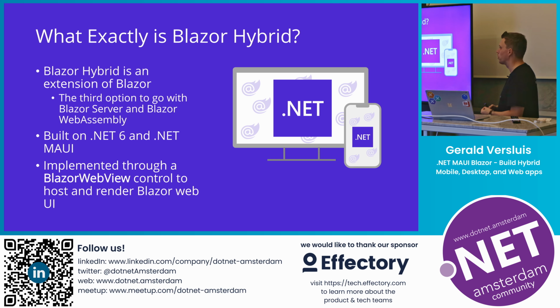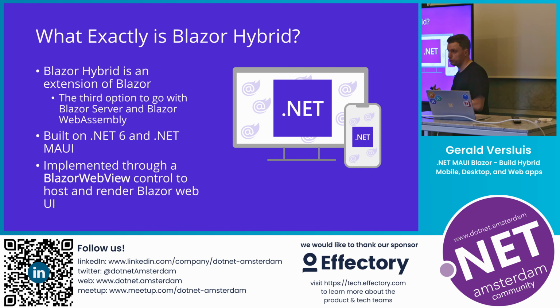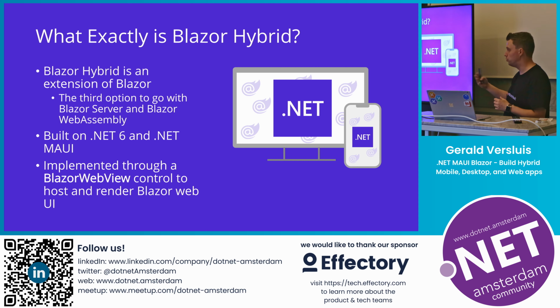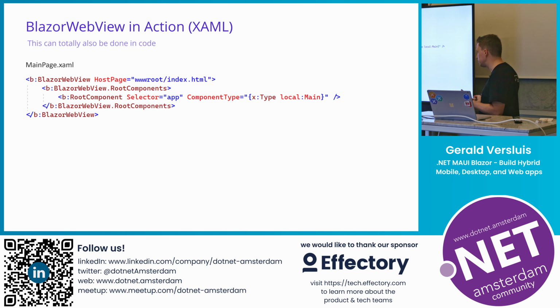So Blazor Hybrid, that's what we're talking about here, is basically the extension of Blazor. It's kind of like the third option with the other options of Blazor Server and Blazor WebAssembly. It's built on top of .NET 6 and .NET MAUI, which is kind of weird in a way because it's also available on WPF and WinForms. So you can use the Blazor Web View, that's the way it's implemented. You can use those also in WinForms and WPF, which allows you to do a whole bunch of other crazy stuff. So this Blazor Web View, it's just another element, which also allows you to have a lot of options. So in your main page XAML, we're back in .NET MAUI right now, you can have this Blazor Web View, and you have to configure a couple of things.